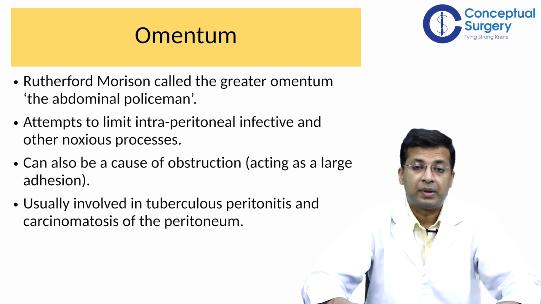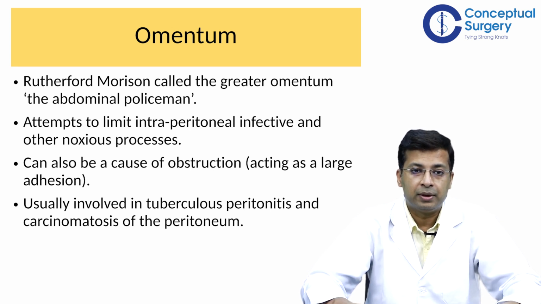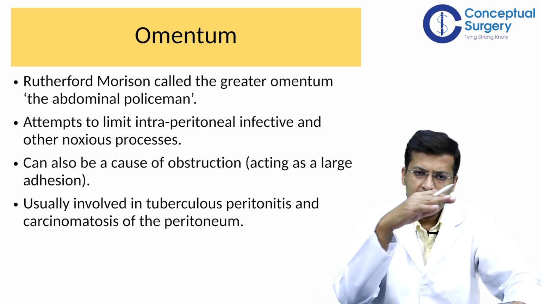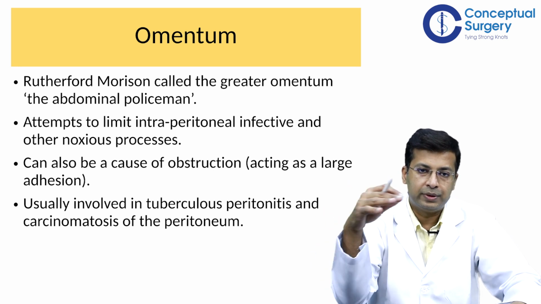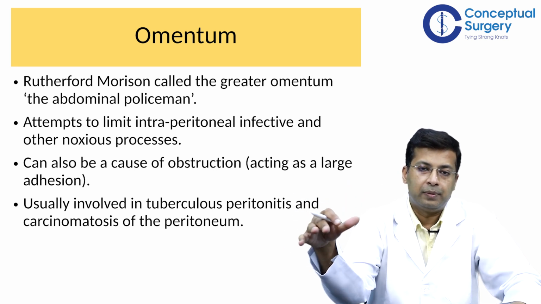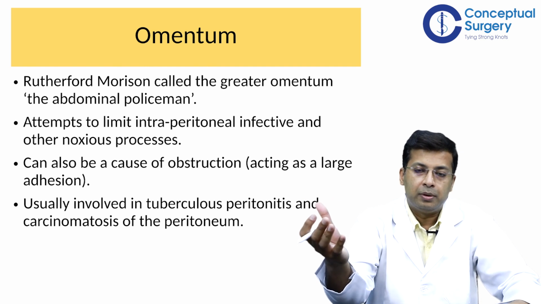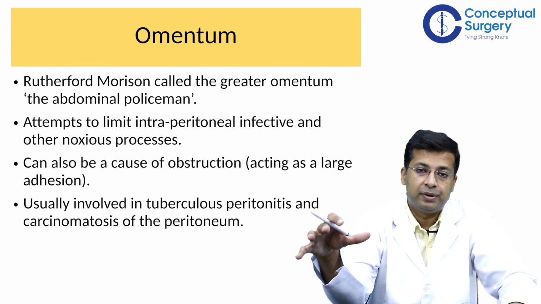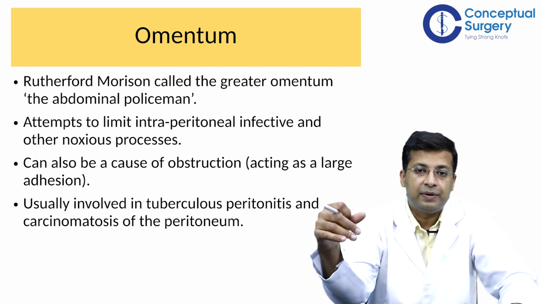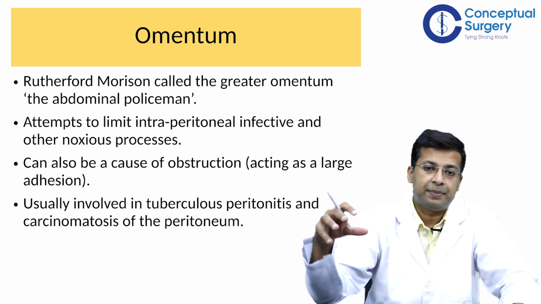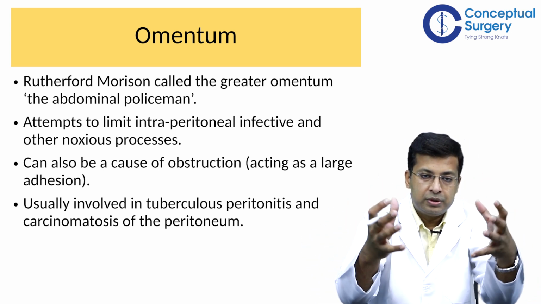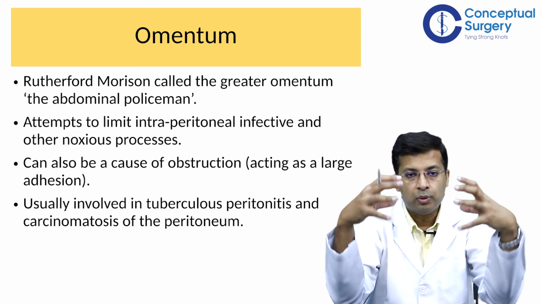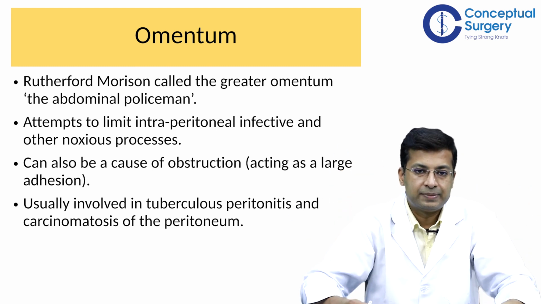Because one of the very important properties of omentum is to limit intraperitoneal infective processes. The omentum is like an apron which hangs from the greater curvature of the stomach down over the colon and over the small bowel, and the lower part of the omentum almost reaches the pelvic brim. Therefore it reaches almost all parts of the peritoneal cavity, and whenever there is any infection or inflammation anywhere in the peritoneal cavity, it has the capacity to migrate there and form adhesions in order to localize that inflammatory process, so that it does not become a generalized process.